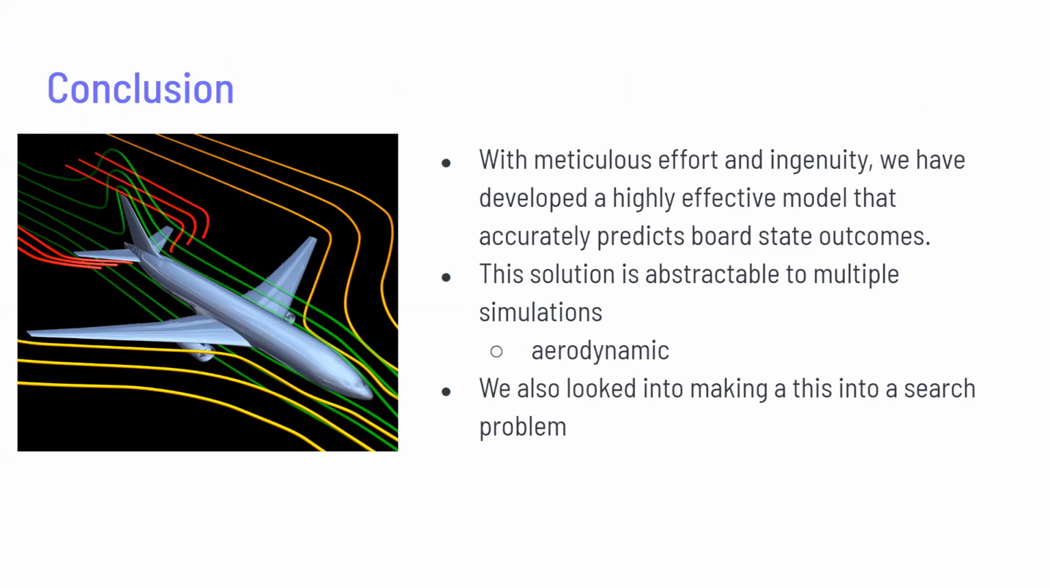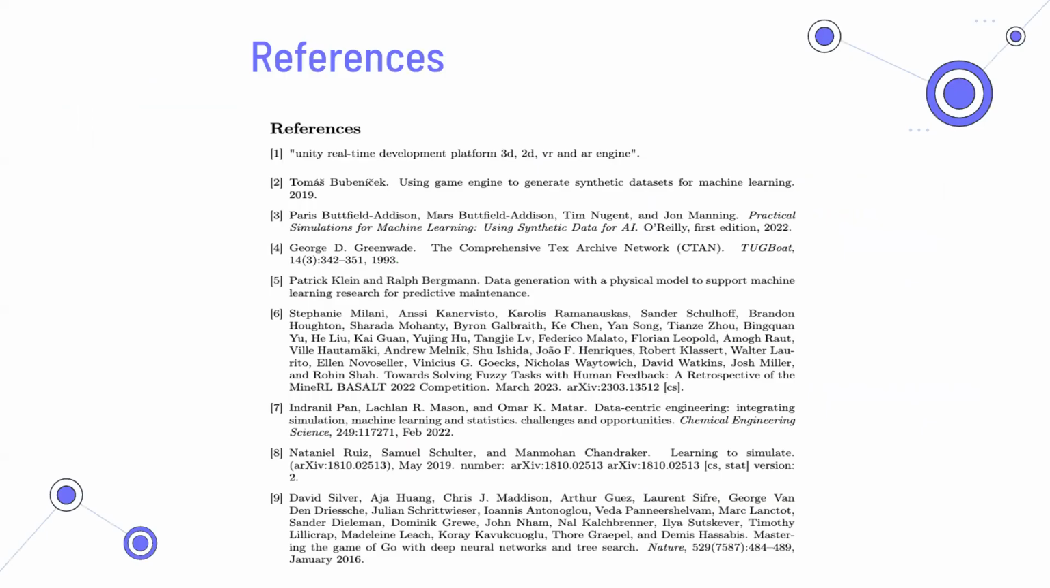And if I may, this is just a proof of concept that we can extend the idea of simulating things with neural networks to far more complex simulations, where, for example, we worked in aerodynamics. We also thought about trying to make this into a search problem, thinking about where we would place units so that we are guaranteed to win as many times as possible, or get the highest win probability. And those are our references.